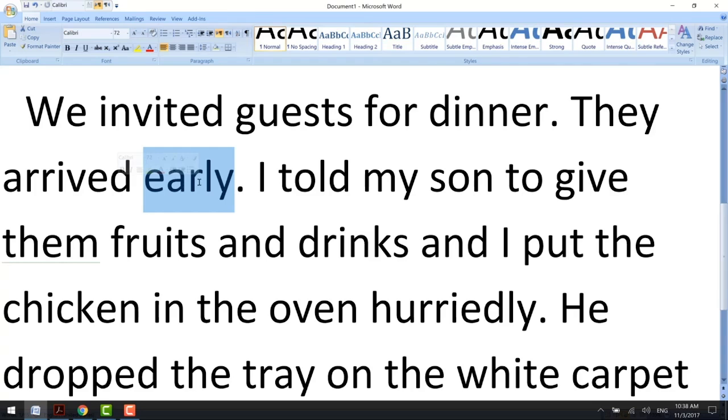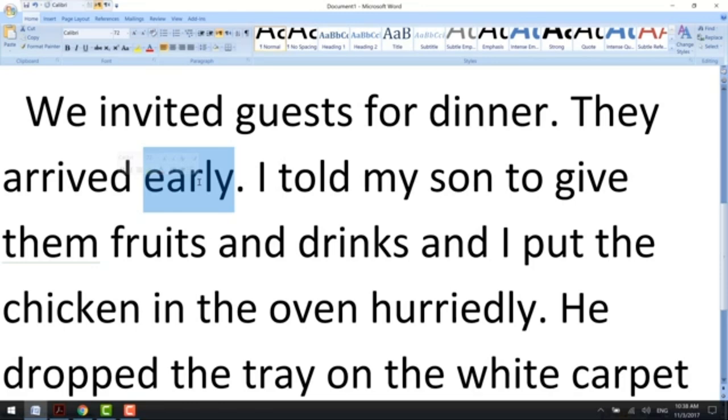I told my son to give them fruits and drinks, and I put the chicken in the oven hurriedly. Yeesh. Lots of words. I is a person. Let's go through all the persons. My refers to myself, so that's a person. Son is a person. I again is a person. And then the word them is persons. So those are all isms.